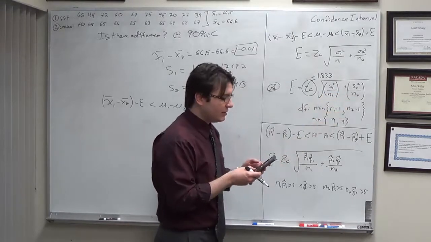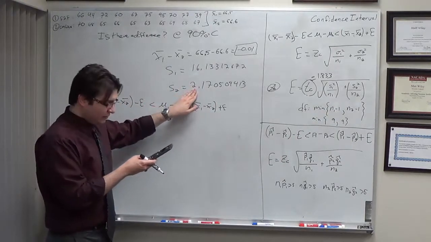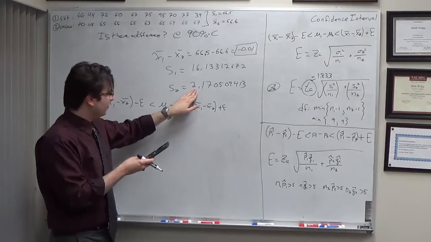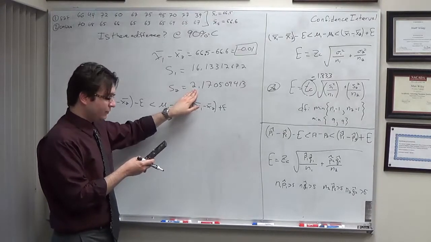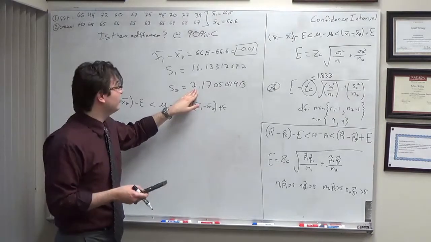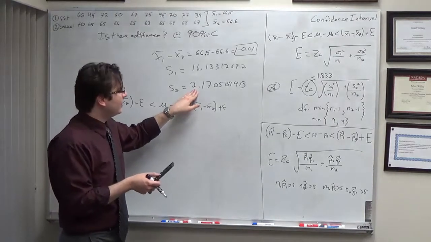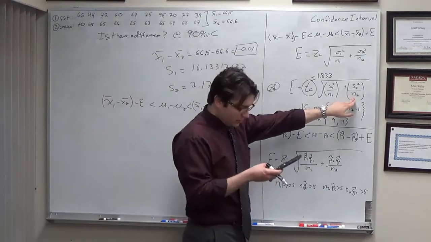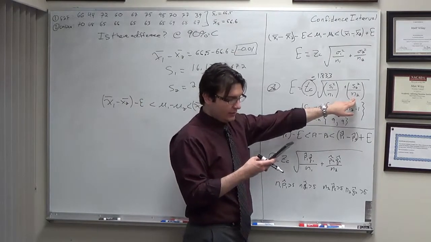New set of parentheses. New fraction bar. New standard deviation, 2.170509413. This would be a great place to use my calculator's memory feature if I was that clever. Quantity squared, close parentheses, go down to the bottom. Again, 10 people in here. I think I successfully entered it. Get all the way to the out and hit enter.